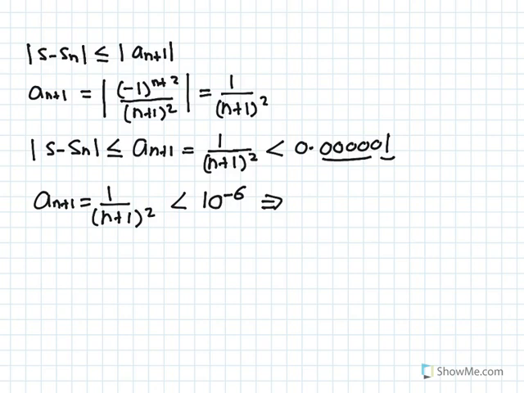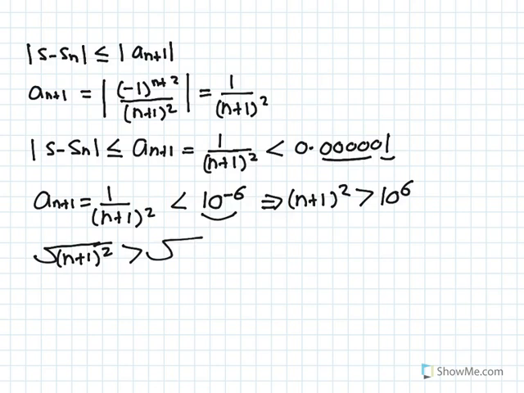And now flip both sides, we get n plus 1 squared is larger than 10 to the plus 6, because 1 divided by 10 to the minus 6 is equal to 10 to the plus 6. So we have to solve for n. Square root both sides, so we get the root of n plus 1 squared is larger than the root of 10 to the 6. And we get the absolute value of n plus 1 is larger than the root of 10 to the 6, which is going to give us 10 cubed.